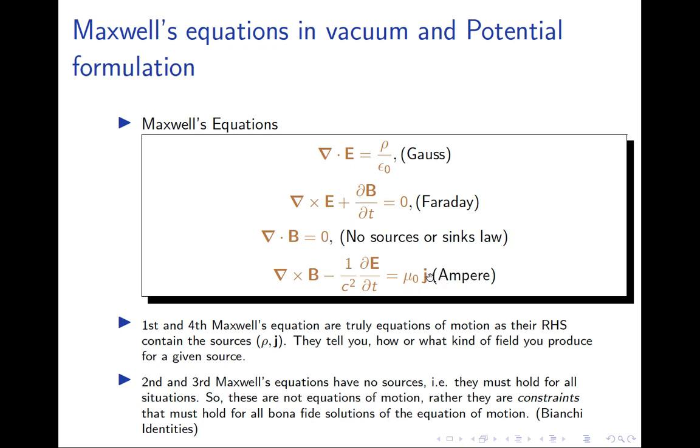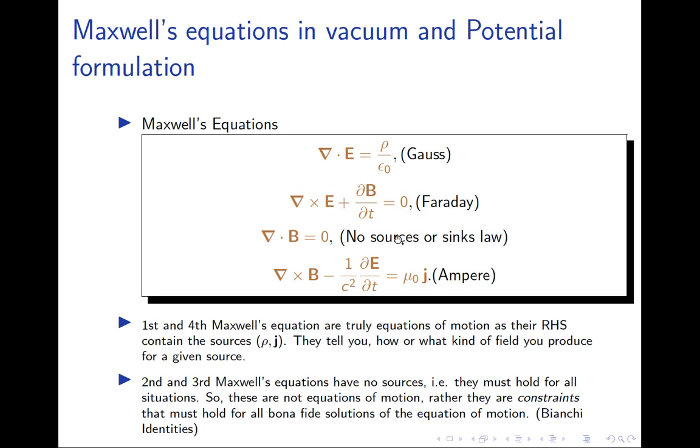Any kind of source which produces any kind of field must satisfy these two equations. So these are constraints which have to be satisfied by any electric and magnetic field. Otherwise, if you find some solution of these two equations which does not obey these two equations, they are not good electric and magnetic fields. They are not bona fide. So we have to reject them.